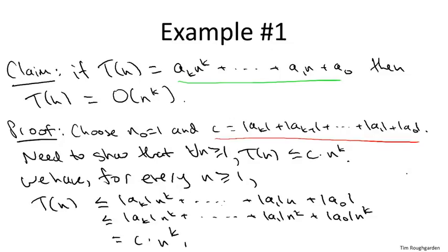We had to prove that T(n) is at most c times n to the k, given our choice of c, for every n at least 1, and we just proved that. So, end of proof. Now there remains the question of how did I know what a workable value of c and n naught were?